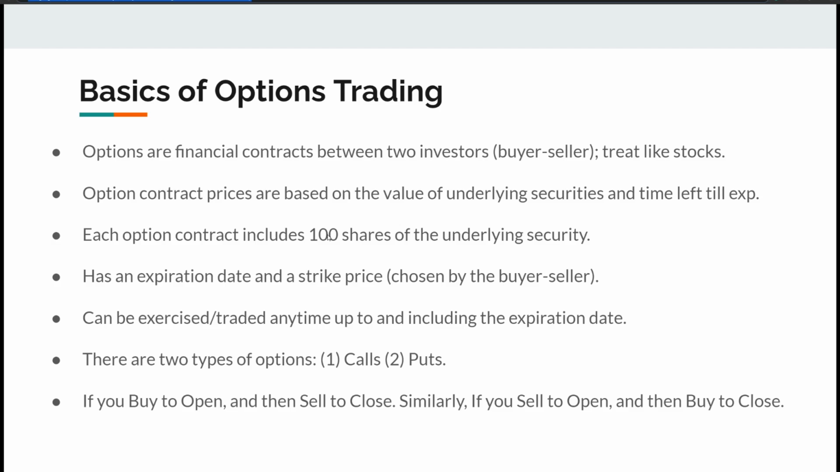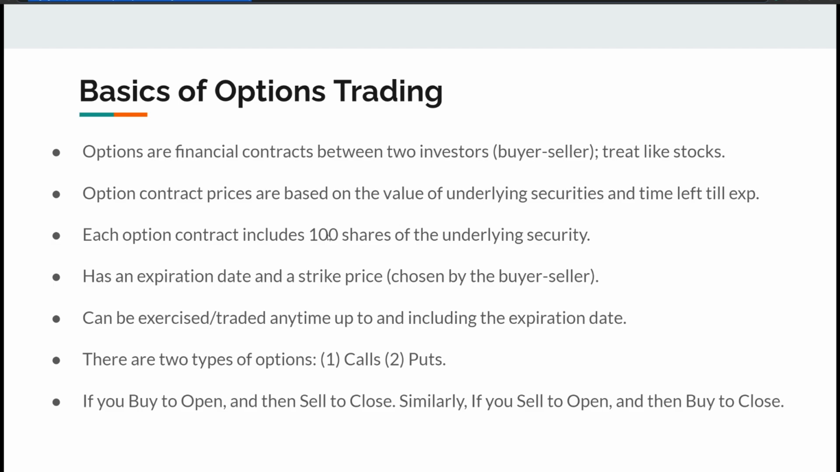Each option contract commands 100 shares. So if you see an option that's got a price of 20 cents, it's not 20 cents, it's $20 because 20 cents times 100. Of course, it has an expiration date, as I mentioned. It also has a strike price, or you could call it a trigger price. It's chosen by both the buyer and the seller.